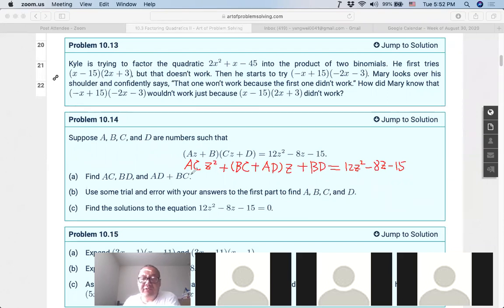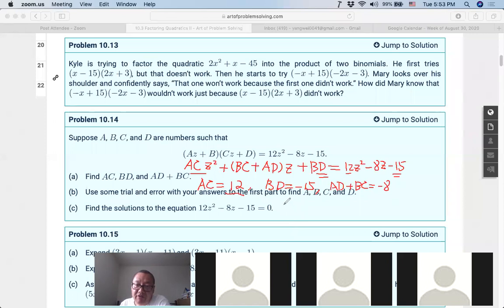So this one is satisfied for all unknown Z, right? So we can get AC equals 12. You compare this one with this. Then BD equals negative 15. Then AD plus BC equals negative 8, right? So then use some trial and error with your answers to the first part and find A, B, C, D. Now they ask you to use trial and error. That means this one, A times C, equals 12.